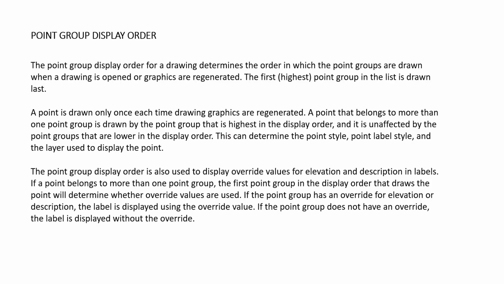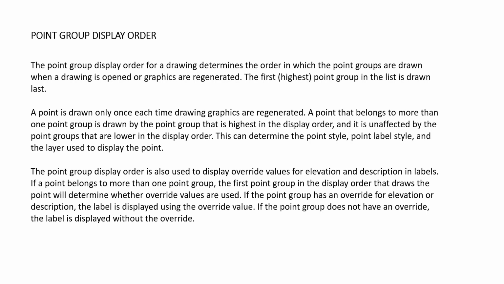So the way the point group display order works, the point group display order for a drawing determines the order in which the point groups are drawn when a drawing is opened or graphics are regenerated. The first or the highest point group in the list is drawn last. A point is drawn only once each time drawing graphics are regenerated. A point that belongs to more than one point group is drawn by the point group that is highest in the display order, and it is unaffected by the point groups that are lower in the display order. This can determine the point style, point label style, and the layer used to display the point.